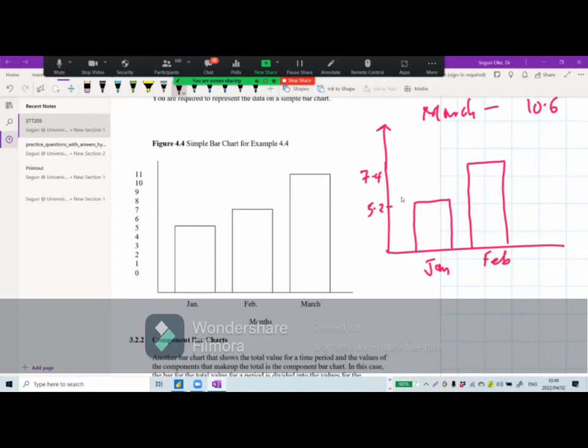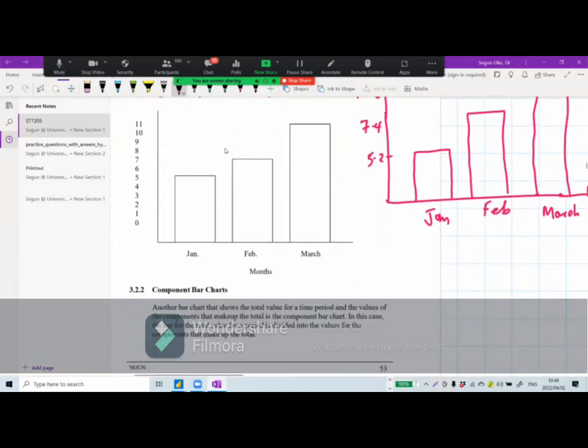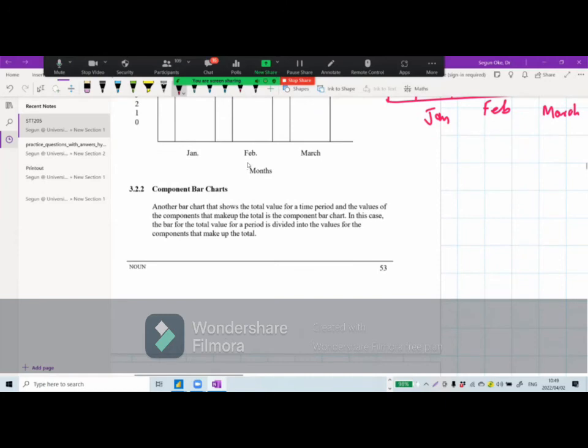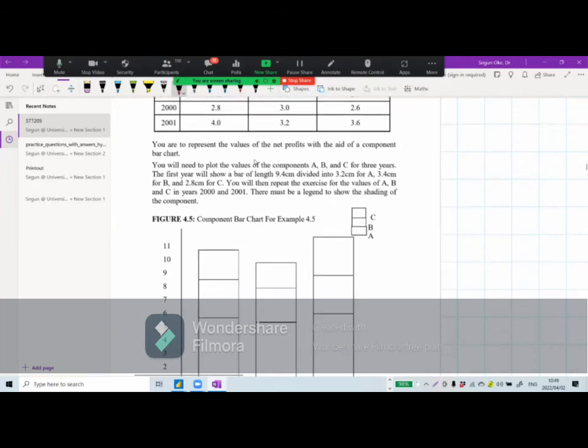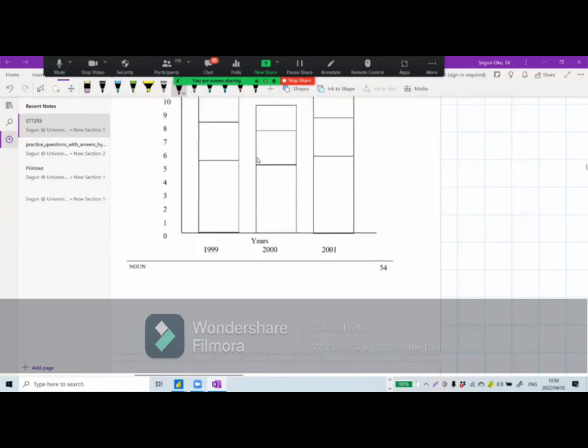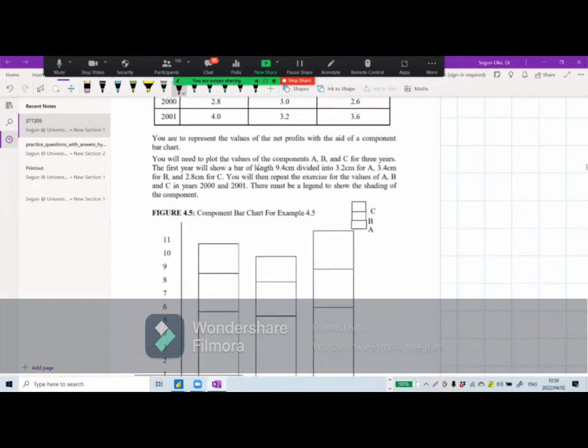And the last one will be 10.6. All I need to do is take my graph to 10.6 and let it come down. Excuse me, that's a match. So that is all about simple bar charts. What about components? The components are a bit different. It all depends.